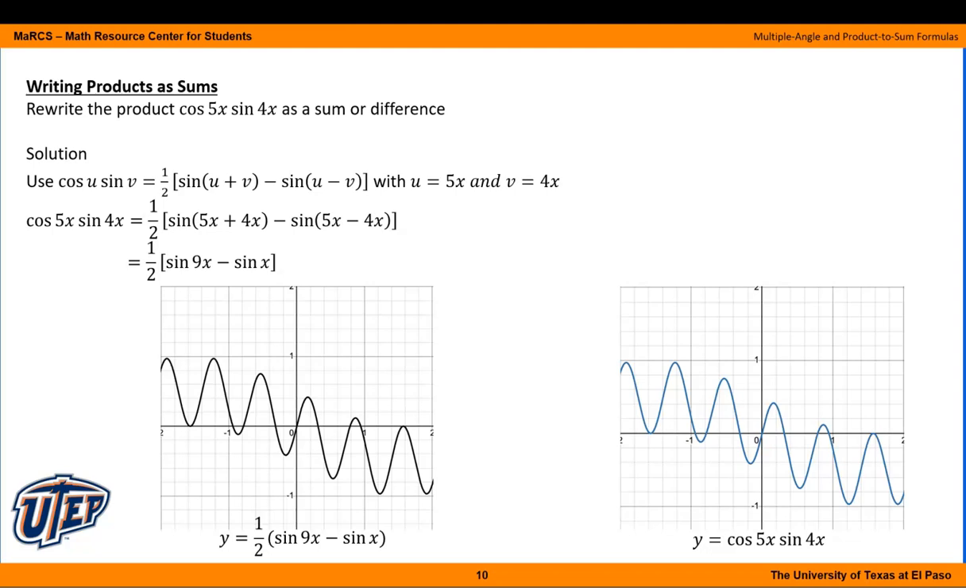Let's use a product to sum formula to rewrite a product. We identify the expression as cosine of 5x multiplied by sine of 4x. The appropriate identity converts a cosine sine product into a difference of sines. After substituting the angles and simplifying, we obtain an equivalent expression involving sine 9x and sine x. The graph shown on the slide illustrates that the original product and the resulting sum produce exactly the same function.